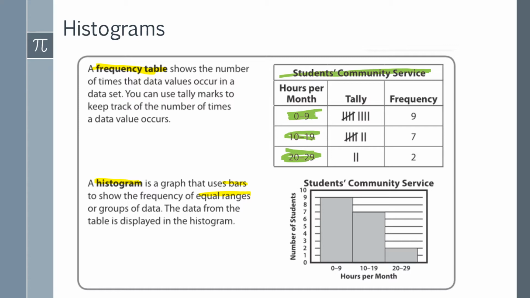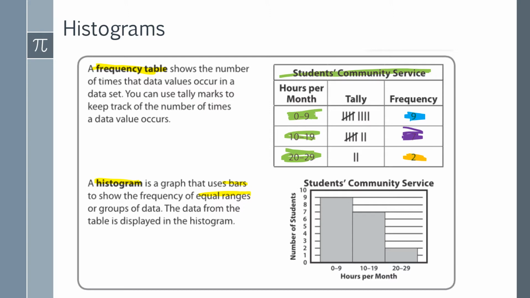So basically what this means is 9 students served between 0 and 9 hours in the month for community service, and then 7 students served between 10 to 19 hours, and then 2 students served between 20 and 29 hours per month.